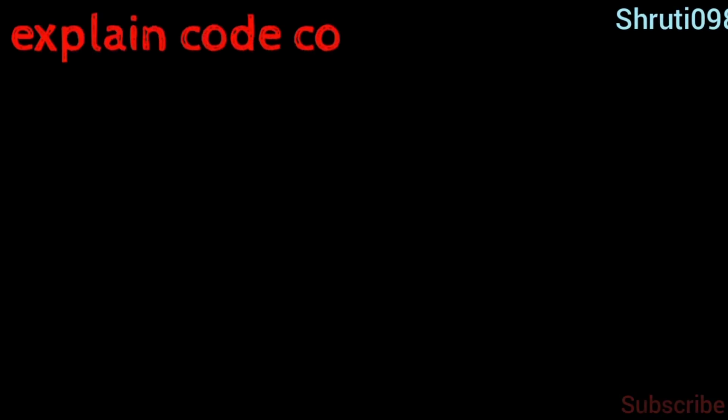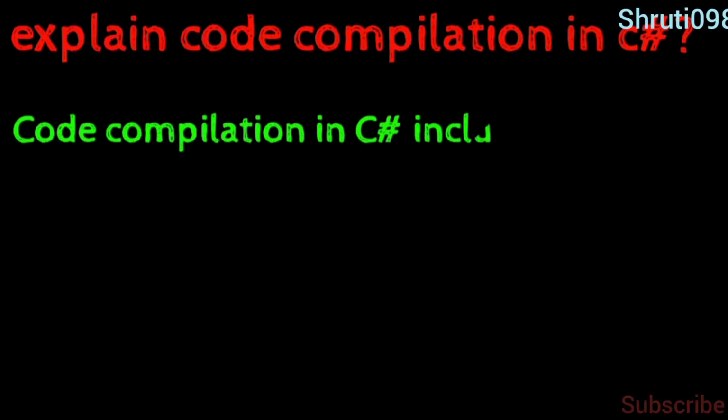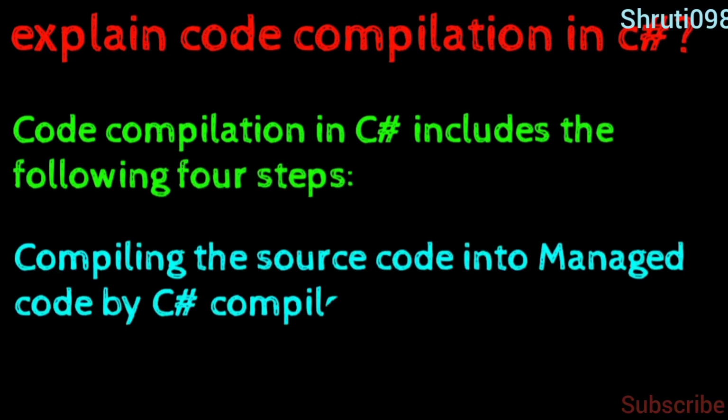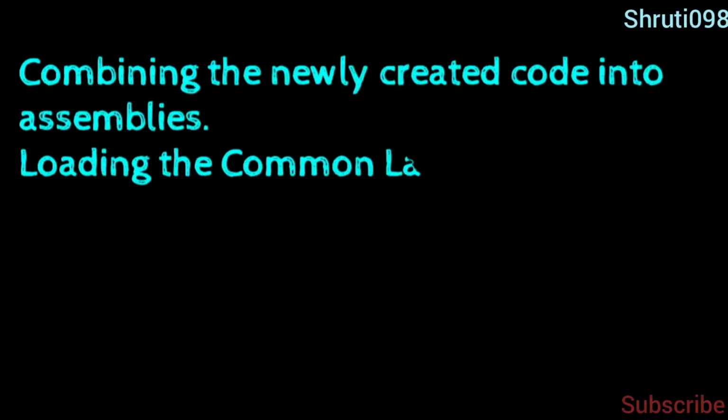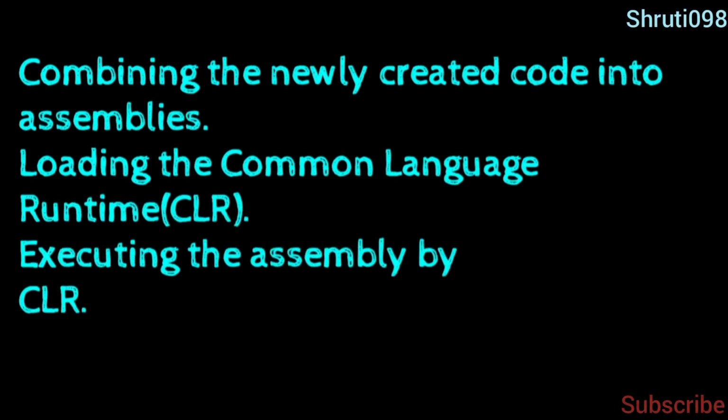Question: explain code compilation in C#. Answer: code compilation in C# includes the following four steps: compiling the source code into managed code by C# compiler, combining the newly created code into assemblies, loading the Common Language Runtime (CLR), executing the assembly by CLR.